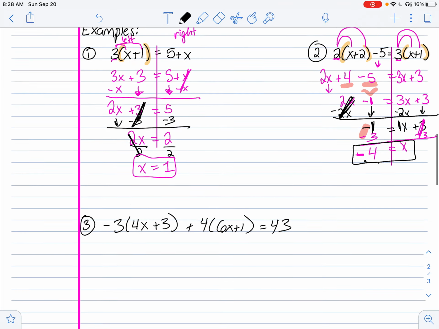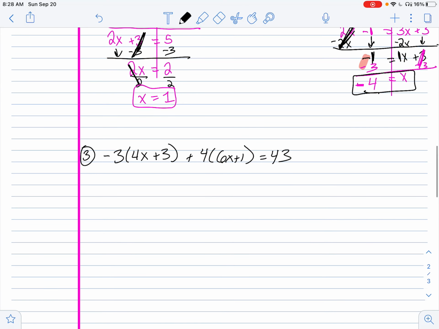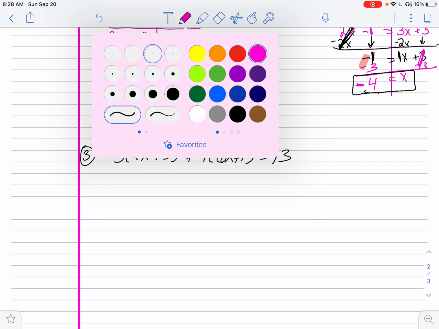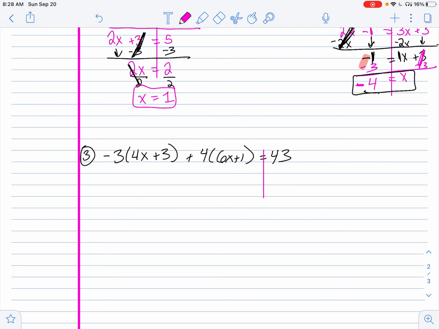All right, and let's move on to our last example here. Remember, these examples are just a few of the many that you could possibly see. So we're just focusing on working through some different variations of linear equations that you might see. So in this problem, I notice right away that I have two sets of parentheses. So as usual, I want to get rid of those parentheses first.